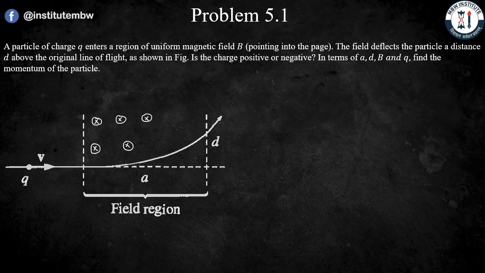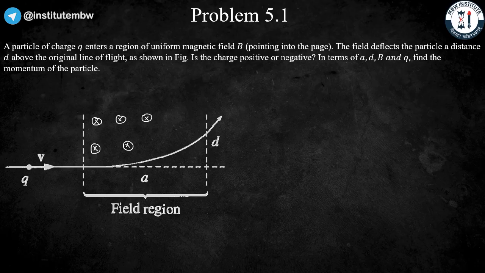The field deflects the particle a distance d above the original line. So the particle is coming along the dotted line, but due to the magnetic field it is deflected by a distance d. Is the charge positive or negative? So first it is asked whether the charge is positive or negative, and the other part is that we have to find the momentum of the particle in terms of a, d, B and q.